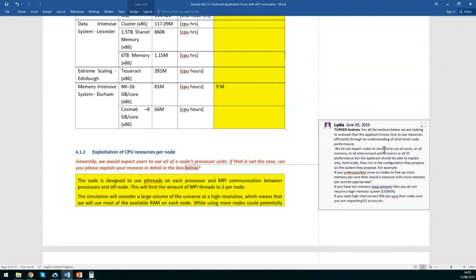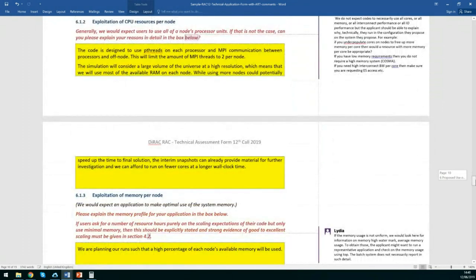For example, if you underpopulate the number of cores, so assume a node has 32 cores and you only want to use 4, we would like to know why you would like to use only 4 cores. If you have a low memory requirement, then maybe you don't need a high memory system, which is the MI system in Durham. If you believe that you need the hypercube or the network configuration as on Tesseract, then please let us know what you would like to do on this one so that we can help and advise. The Tesseract system might not be the available one. So that is the type of information we would like to know.